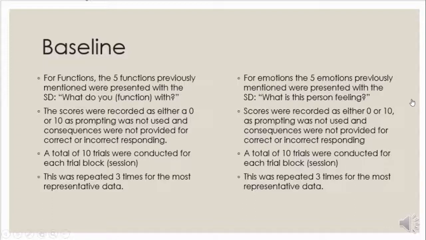The same thing was done for emotions using the 5 previous emotions mentioned. The SD, again, was what is this person feeling? Again, either a 0 or a 10 was recorded. A total of 10 trials were conducted for each trial block, meaning that there were 30 total probe trials, but each one was recorded for a 10 trial block.